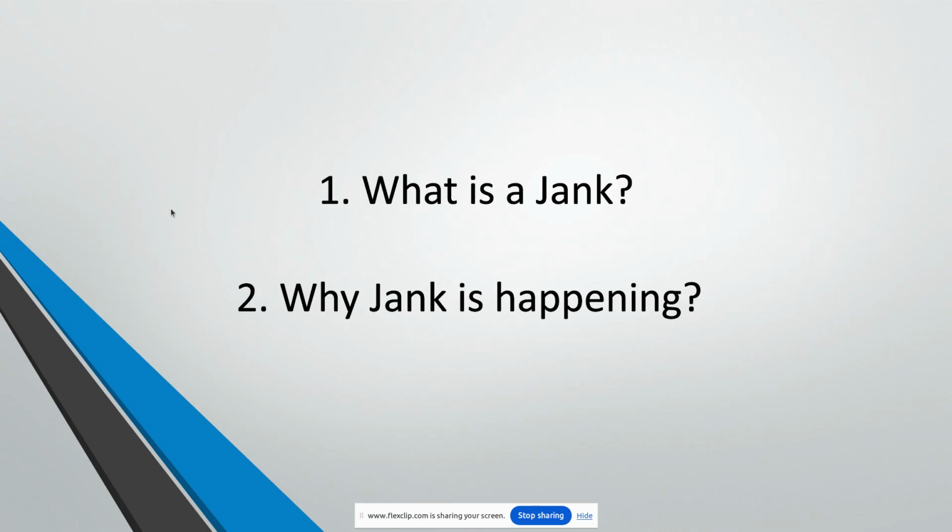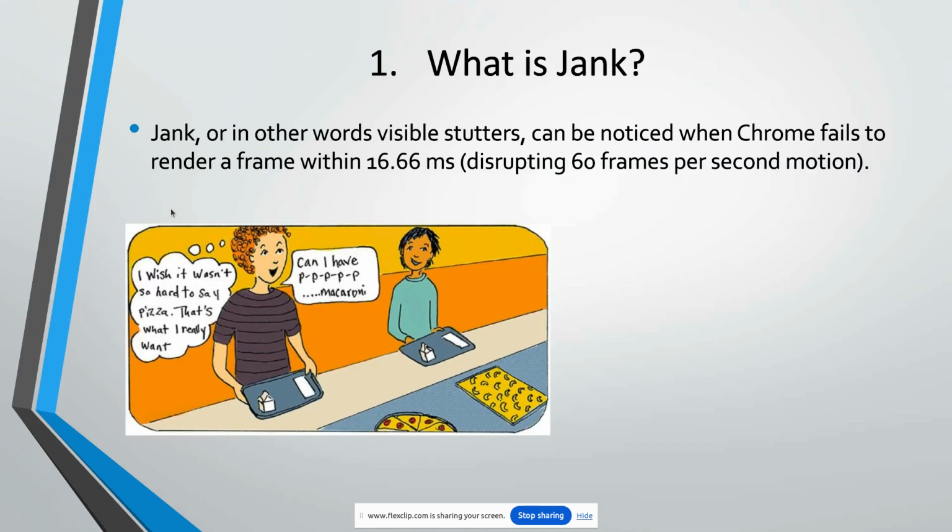We're gonna talk about what jank is and why jank is happening. Jank, in other words, is visible stutters that can be noticed when compared to rendering a frame within 16.66 ms. So you have to understand what stutters mean.